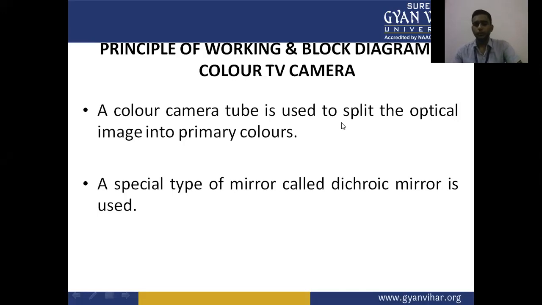So now we have the color camera tubes, used to split the optical image into the primary colors. These primary colors are red, green, and blue. A special type of mirror called a dichroic mirror is used.